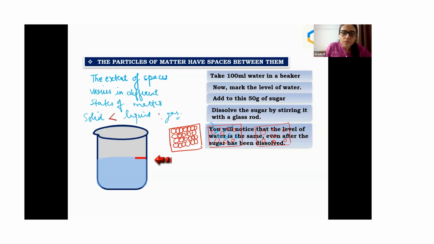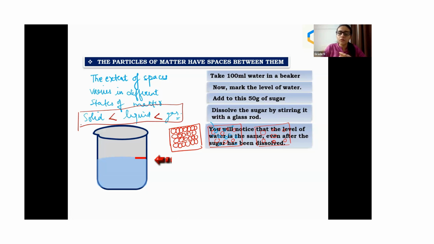You can write this: extent of spaces relation. It does depend upon the spaces of particles which make up the whole matter shape. That is why we always say that solids are compact, right? And liquids are flowing and gases are randomly moving here and there.